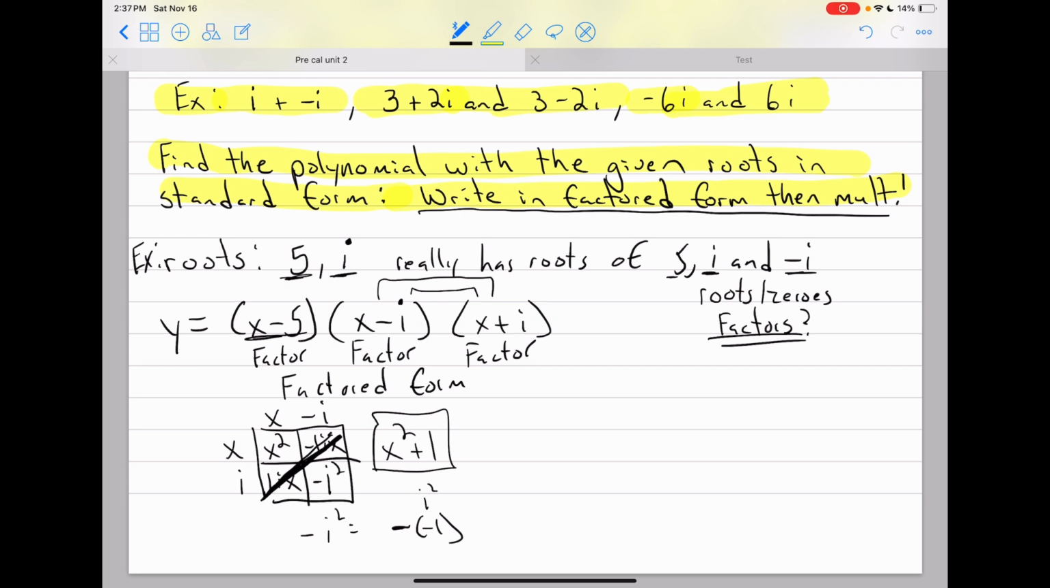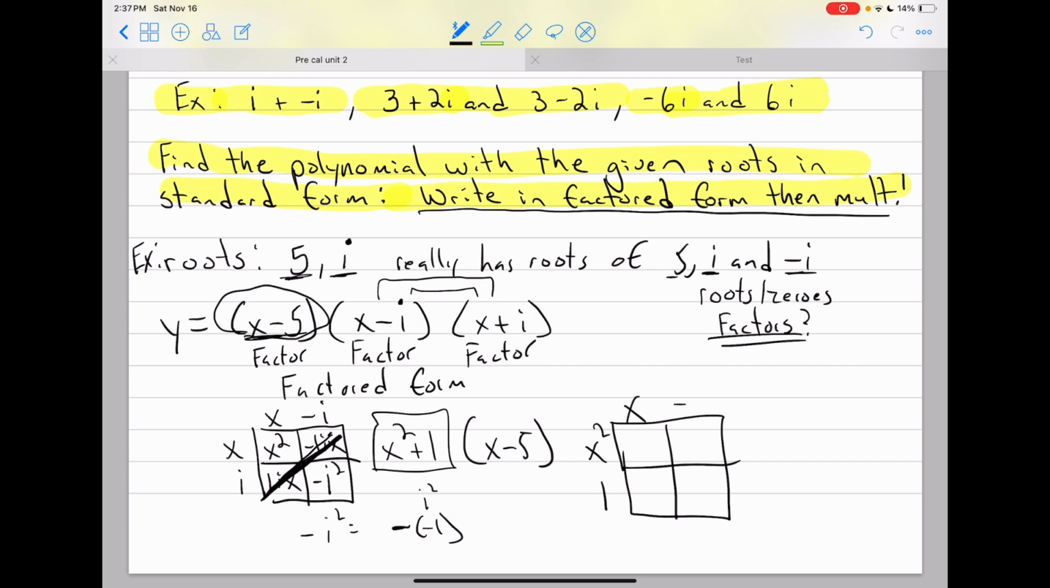So now I need to take x squared plus 1 times the x minus 5 that we still got to multiply through. So that's easy work. X squared plus 1 times x minus 5: x cubed minus 5x squared, plus 1x, and negative 5. So I have x cubed minus 5x squared plus 1x minus 5. And I did it. There is a third degree polynomial that has the roots of 5, i, and negative i.